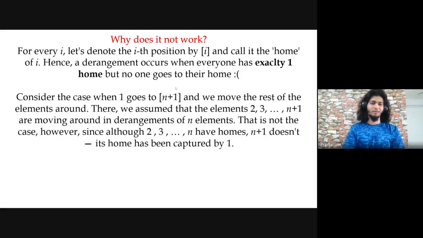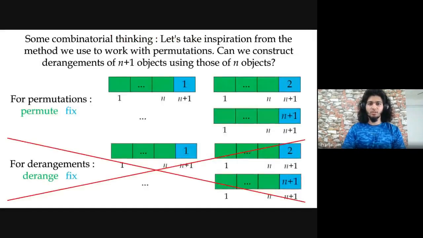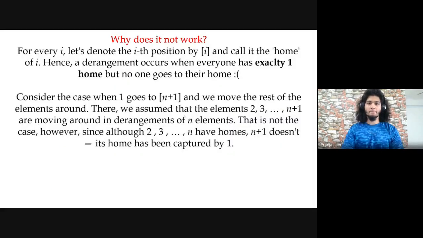So to see the problem, what we can do is first consider the case where 1 goes to the n plus 1 position. So that is basically this case right here. So 1 is in the n plus 1 position and it's fixed. We are not going to move it, and we are moving the rest. So over here, we assume that the other elements, the green elements, which are 2, 3, and so on till n plus 1, are moving around in derangements of n elements.